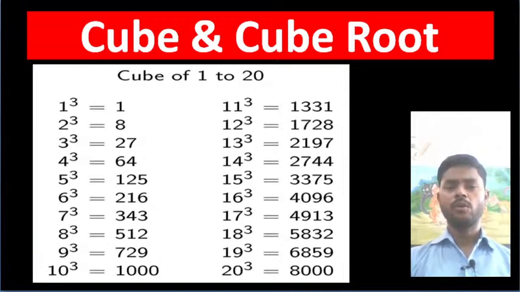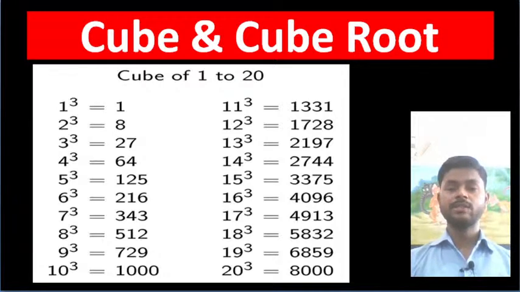Now we are going to know about cubes from 11 to 20. So revise with me, learn with me, say with me. I am going to say, you have to also say with me. The cube of 11 is 1331. The cube of 12 is 1728. The cube of 13 is 2197.